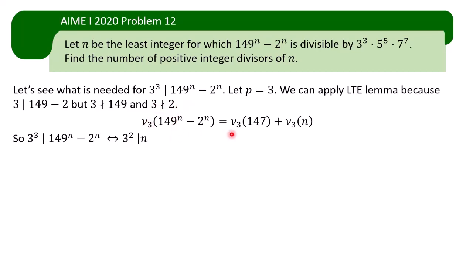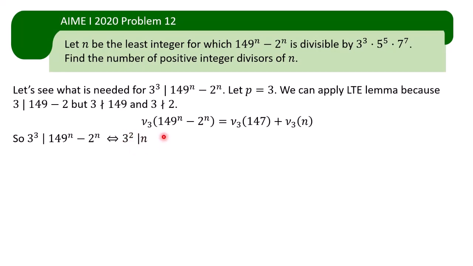If you use the LTE lemma, you have that v of that gigantic expression is actually just v of 147 plus v of n. And v of 147 in this case is equal to 1. So in order for this thing to be at least 3, v of n must be at least 2. In other words, having 3 cubed divide this thing is equivalent to having 3 squared divide n.